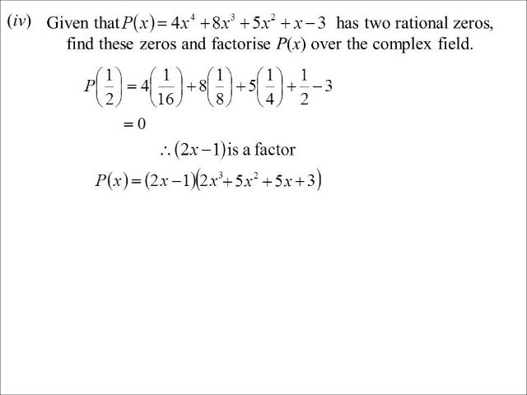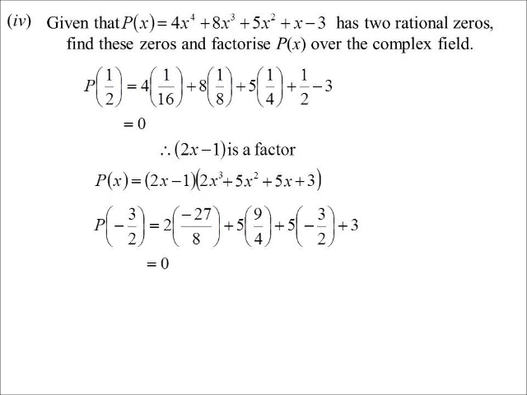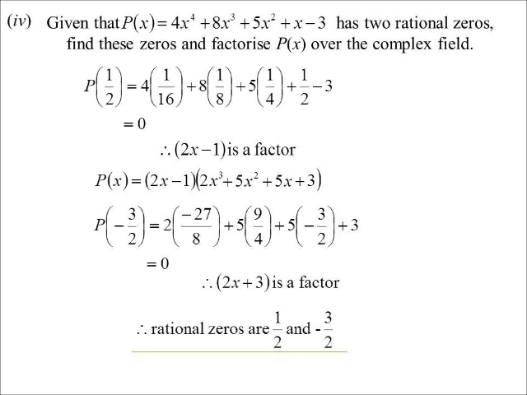And there's your other real factor, minus 3 on 2. Sure enough, it did turn out to be 1 over 2 as well. So I now know 2x plus 3 is a factor. Okay, so the rational ones, half and minus 3 on 2. So I've solved the first bit. I've found the two rational ones. It wants us to factorise it over the complex field.